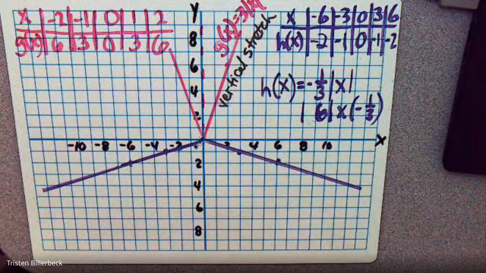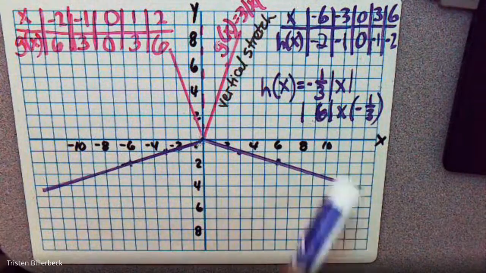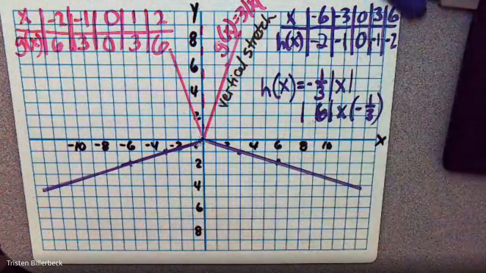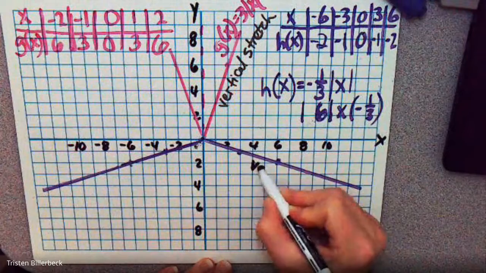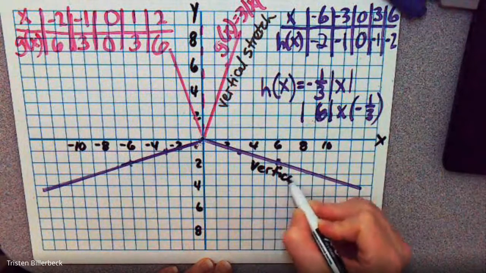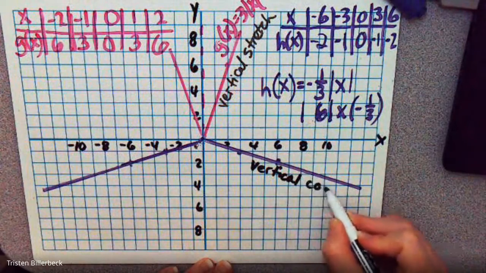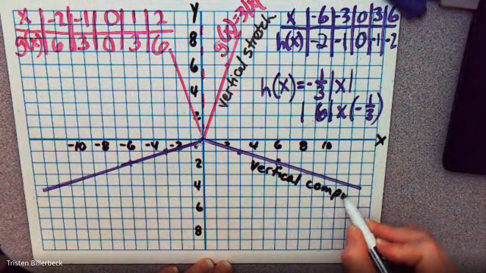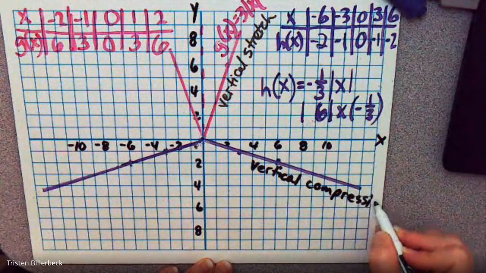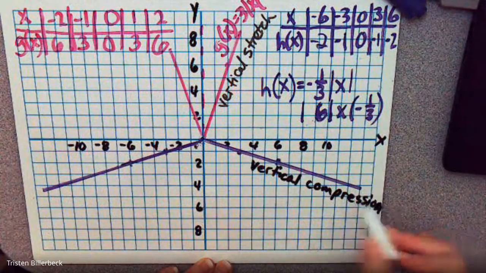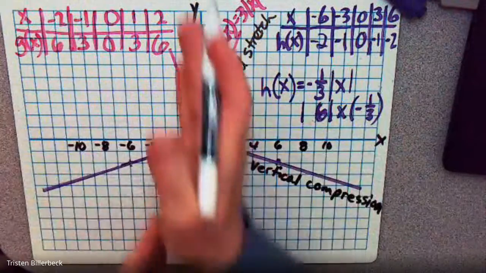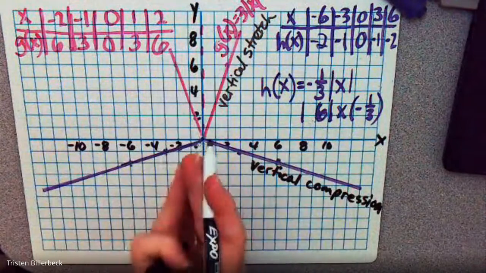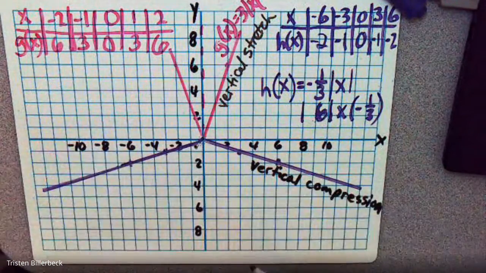All right, so that's what it looks like when we have a fraction. So what we're seeing here is a vertical compression, because it's moving away from this y-axis. So it's compressing away from this y-axis. It's just being pushed away.